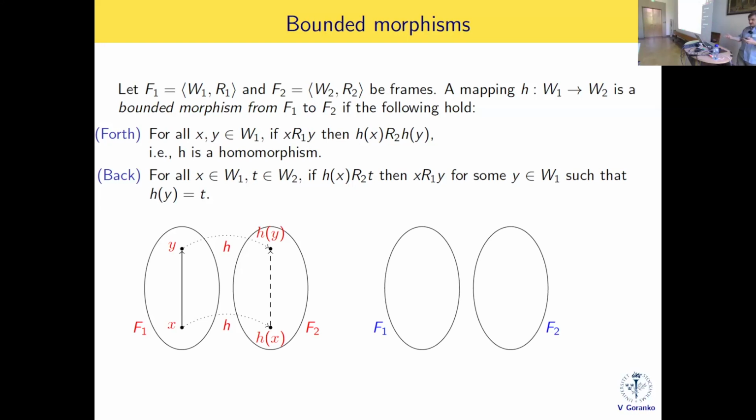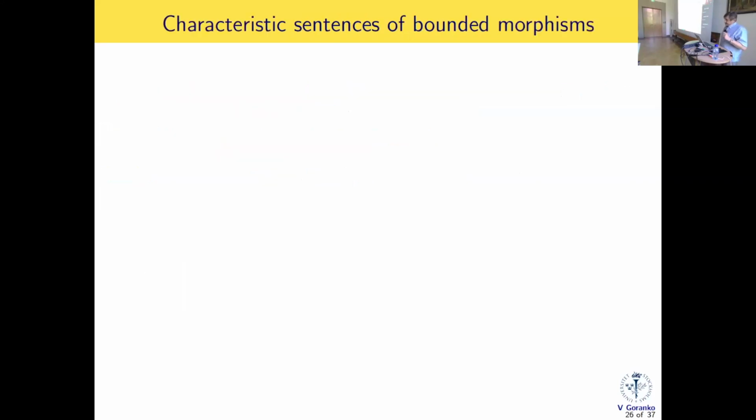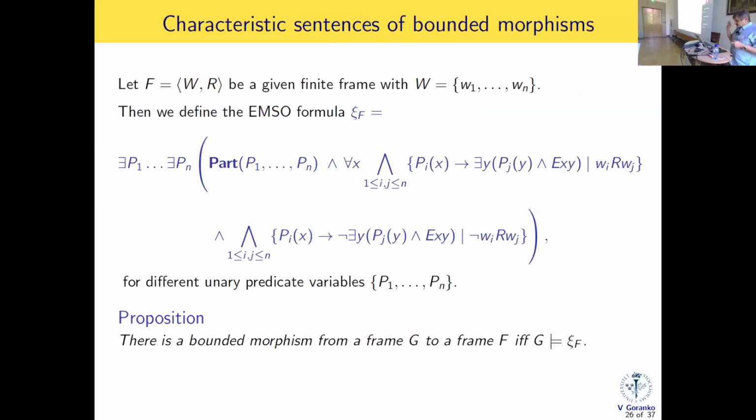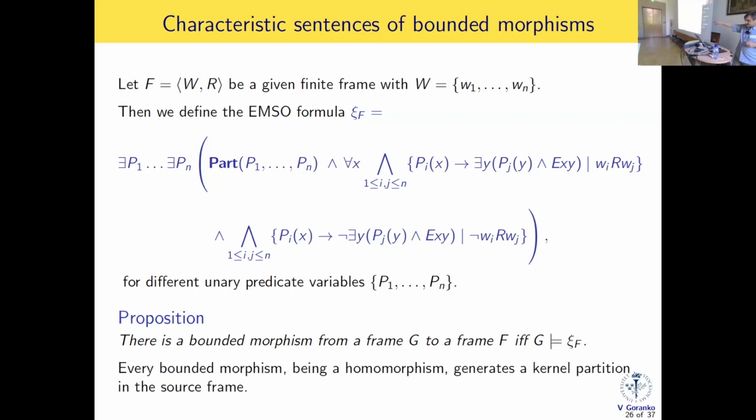So this is a stronger notion of homomorphism. And it turns out that very likely this is the right one that we need. I say very likely because there are still some conjectures there. But again, we can characterize the existence of such bounded morphisms by suitable existential MSO properties, and you can figure them out. What is important is that any given frame will satisfy this property precisely when there is a bounded morphism onto the target F.